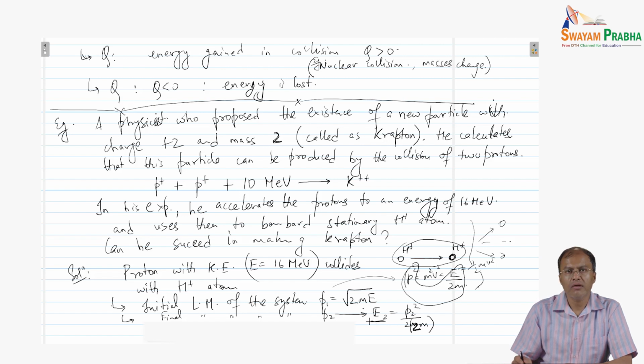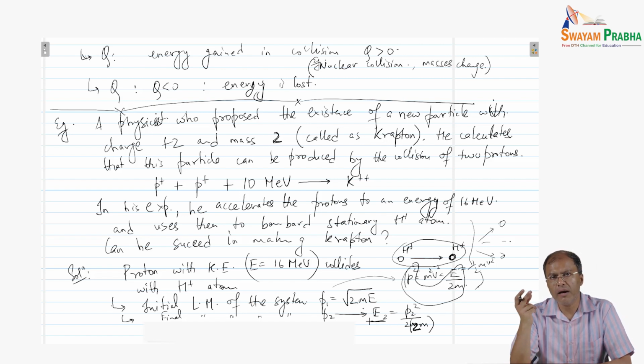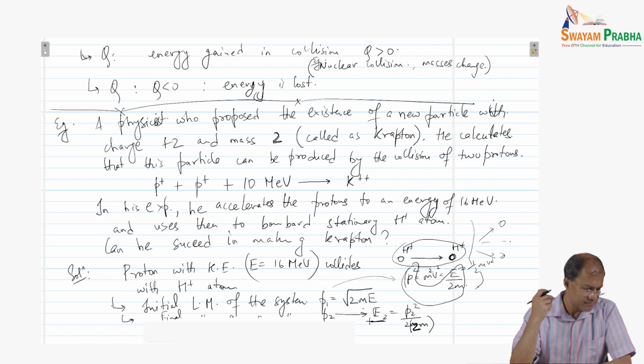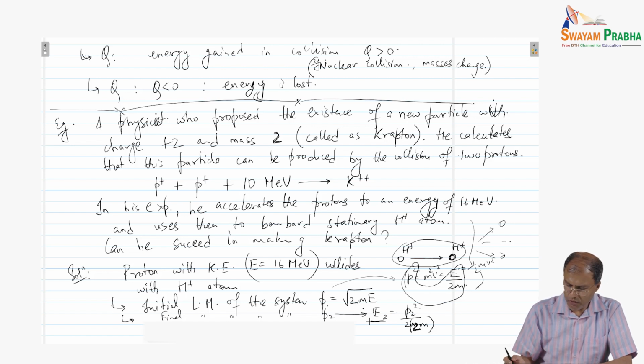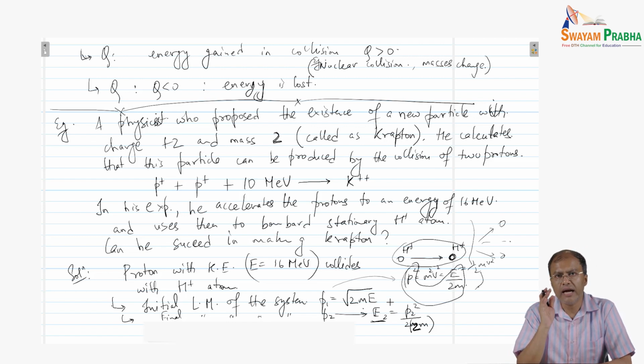Why? Because initially there was only one particle of mass m which was moving, and after collision both the particles are now moving, right? So what we have is that in this entire setup the linear momentum of the system is conserved, right?